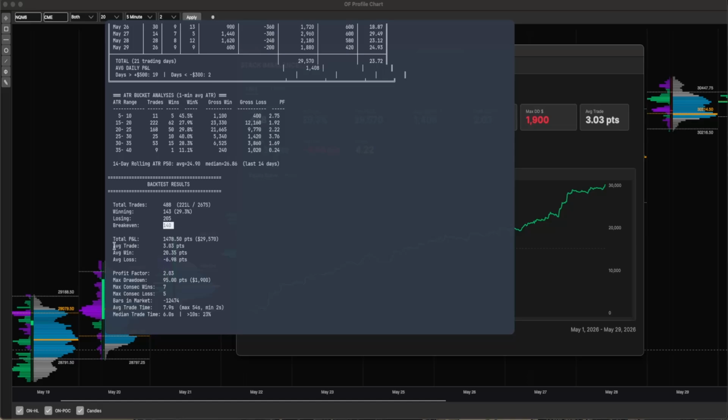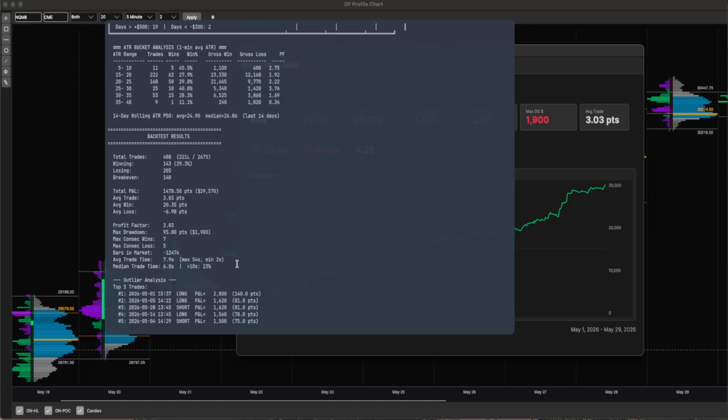Okay, here's the thing. The average trade is 3 points. That's awesome. Average win is 20 points. The average loss is 7. That way, I'm getting a 2-to-1 to 3-to-1. Okay, that's why I can have a low win rate of 143 wins and 205 losses. I cut my break evens. I cut my trades when they're not working out. I cut them quick.